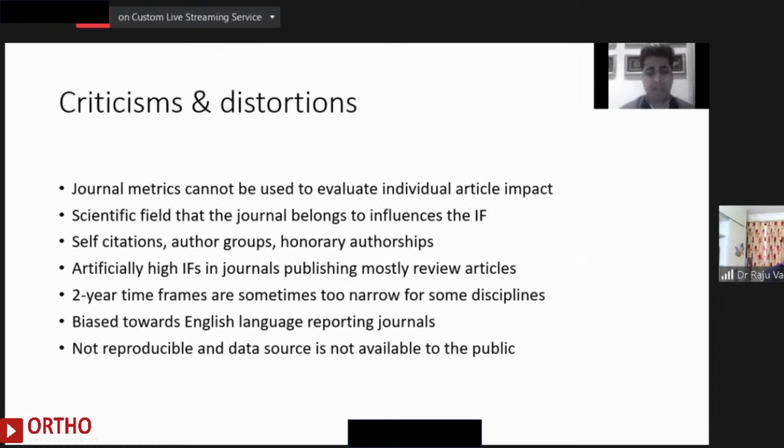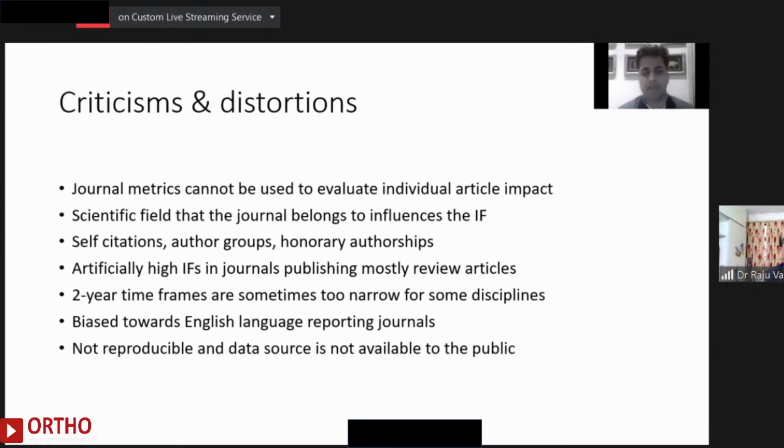Unfortunately, we all understand that journal metrics can never be used to evaluate an individual article's impact, because you may find that one particular article in a journal may be cited 1,000 times, but the rest of the articles in that journal are not. So that sort of distorts the journal impact factor. Also, the scientific field that the journal belongs to influences the impact factor. If it is something to do with basic science, as I mentioned earlier, it gets more citations and therefore increases the impact factor. Journals like Nature or other basic sciences journals usually have a higher impact factor, simply because they have to be cited by other researchers as well.